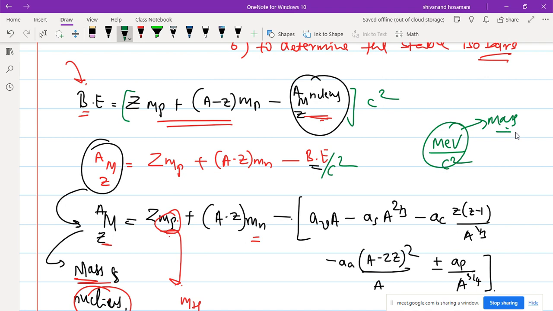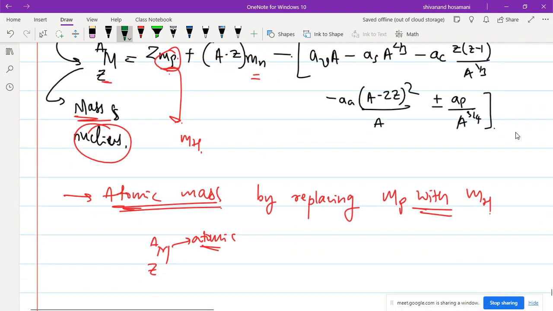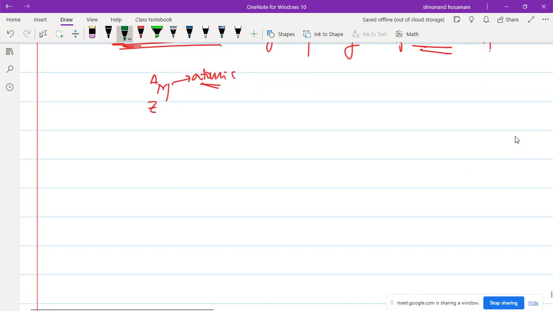So before that, let us see how to calculate the mass difference in mirror nuclei. What is the difference between mirror nuclei? What is the property of the mirror nuclei? Mass difference in mirror nuclei.